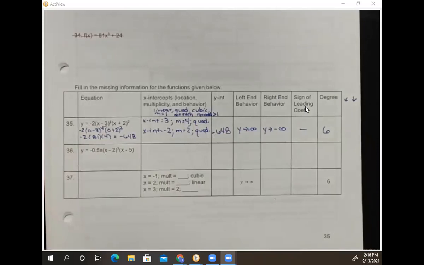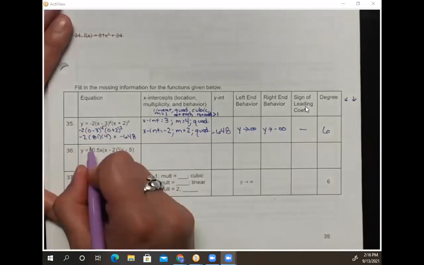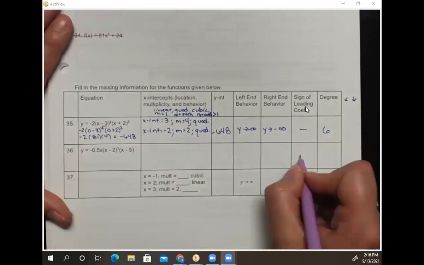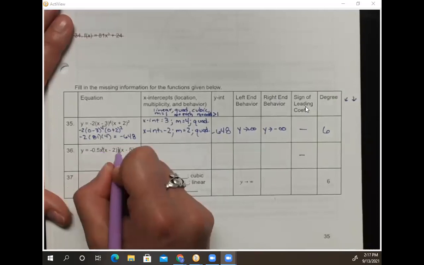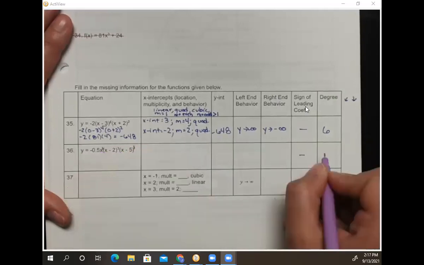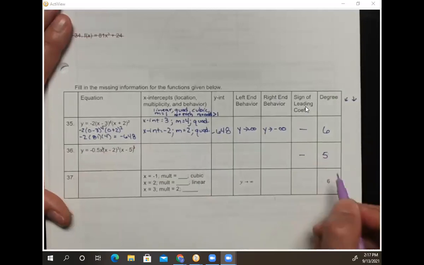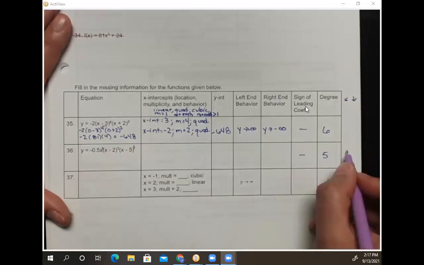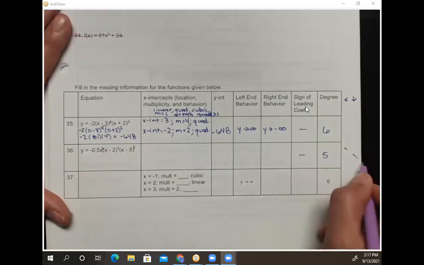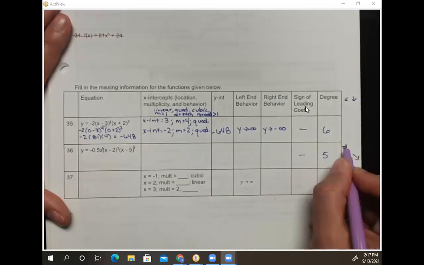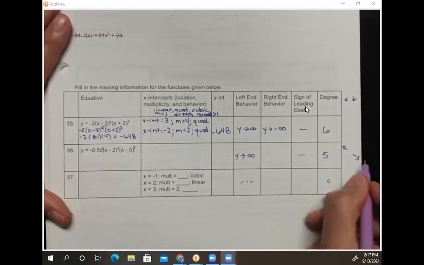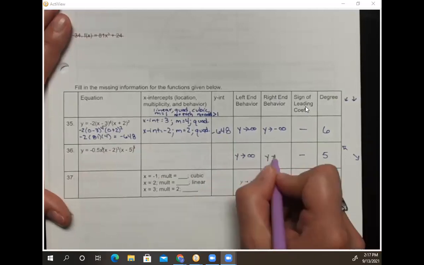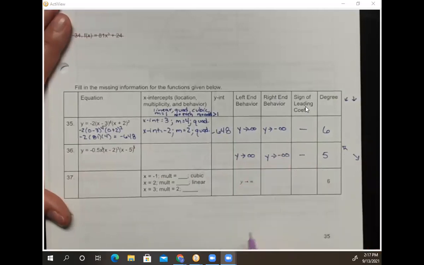Number 36, same idea. My lead coefficient is -0.5. So the sign of my lead coefficient is negative. My degree would be 1 plus 3 plus 1, so that's 5. Odd degree polynomials, the ends go in opposite directions. Odds go opposite. Since my lead coefficient is negative, I'm going to have a general trend down from left to right. That means on the left end, my arrow is pointing up, so y approaches infinity. On the right end, my arrow is pointing down, so y approaches -infinity.